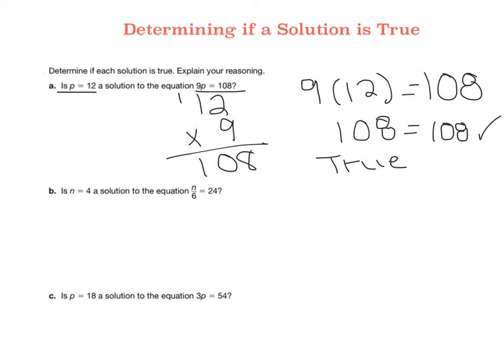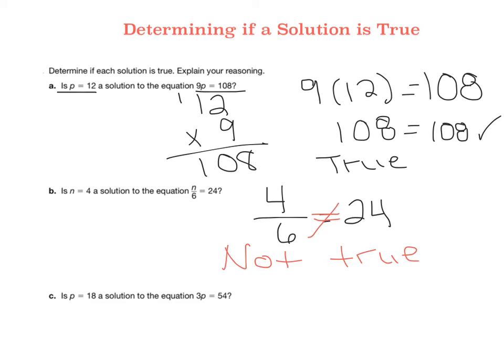Okay, so in this next problem we have, is n equals 4 a solution to the equation n divided by 6 equals 4? The key there is that it's saying divided. So if I plug in the 4 for the n, I have 4 divided by 6 equals 24. Well, we should know that 4 divided by 6 isn't even a whole amount. So this cannot be true. You try the last one, and if you have questions, bring it to class.